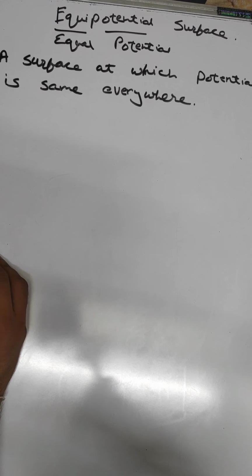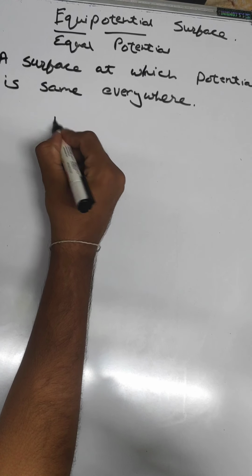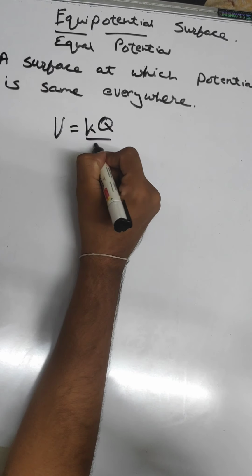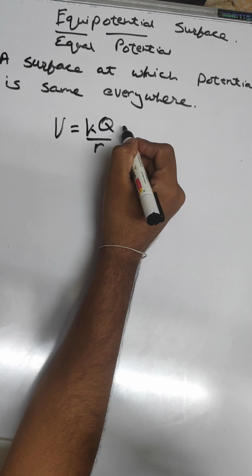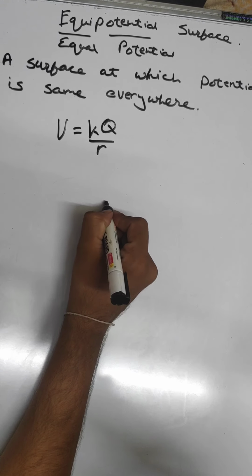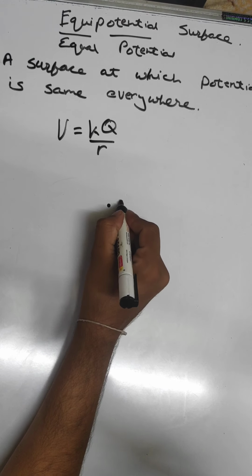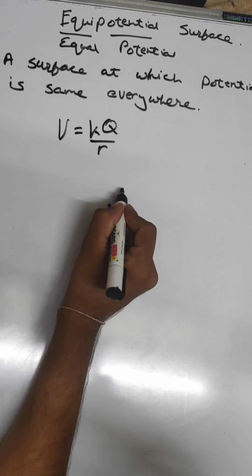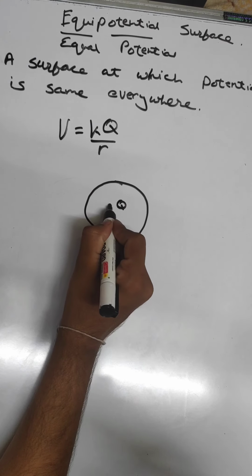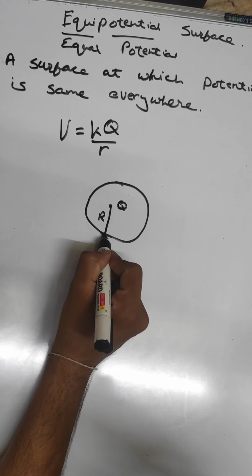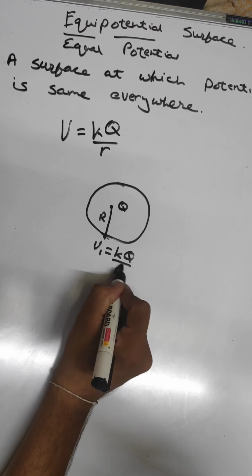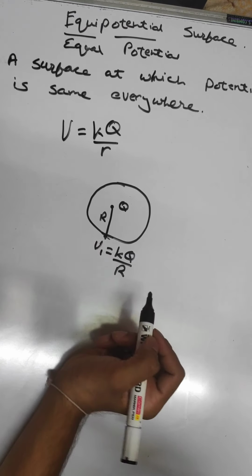As you have written in the notes, you might know the formula for the potential at any point: V equals kq by r, where q is the charge due to which the potential exists, and r is the distance from that point. Suppose we take a charge over here, let us take capital Q. Now if I want to find the potential on this circle of radius r, then the potential at this point, let it be V1, will be equal to kq by r, because the charge is q and the distance is r.